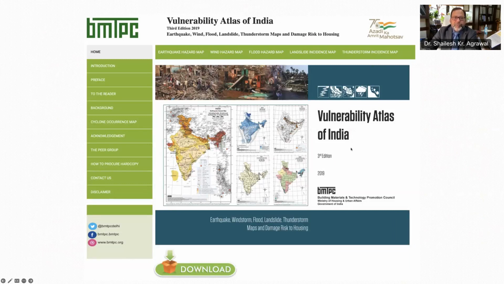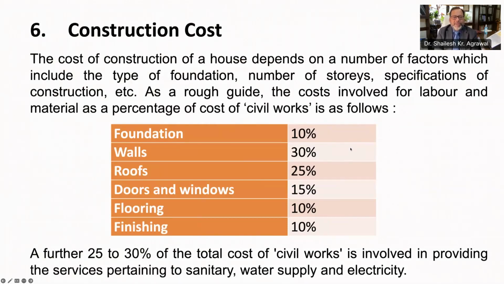Now, this slide gives you a rough idea of the cost of construction based on our experience. The cost of various elements is shown here. For example, the cost of foundation is 10% of the cost of total civil work. Similarly, the roof contributes 25% to the total cost. Also remember, approximately 25 to 30% of the total cost of civil work is involved in providing MEP services. However, it is a rough estimate and depends on a number of factors, specifications, material, and fittings used.